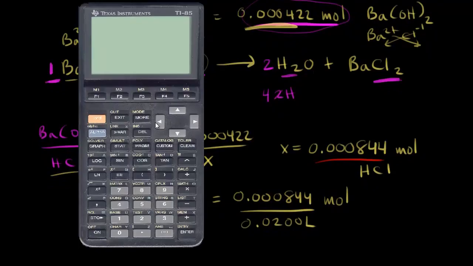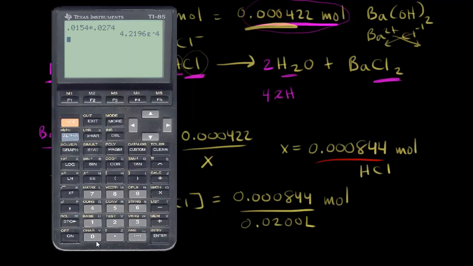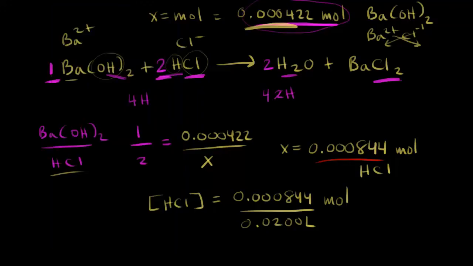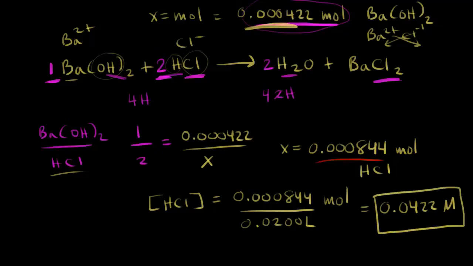And so we can do our calculation here. So we can take 0.000844 and we can divide that by 0.0200, and we get for our answer here 0.0422 molar. Right, so the concentration of HCl is equal to 0.0422 molar, and we are finally done. That's our concentration of our acid solution.